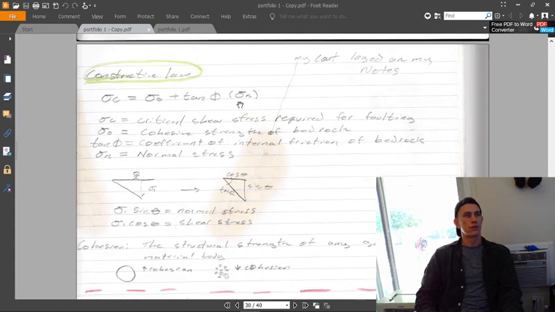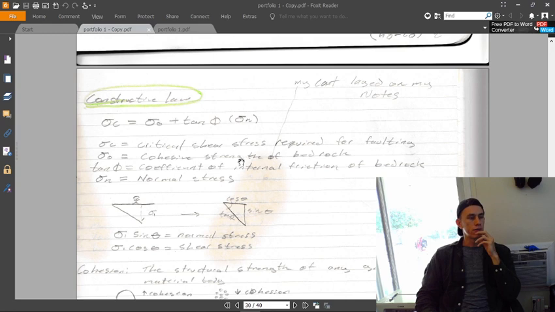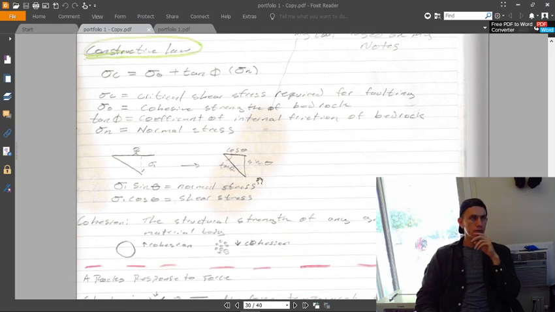Next we'll go over the constructive law. Oh no, I guess I'll go over this right now. This is where my cat lay down on my notepad, right here.